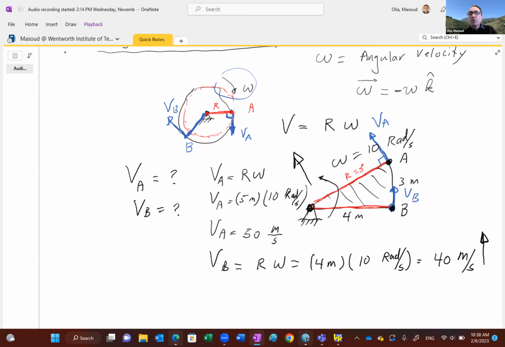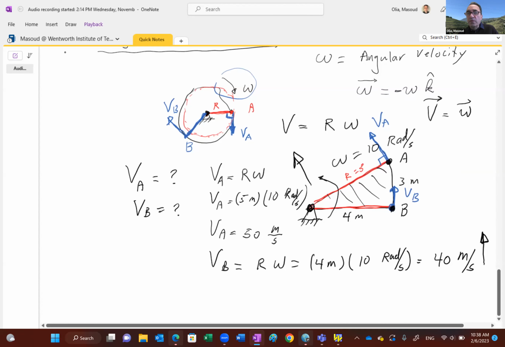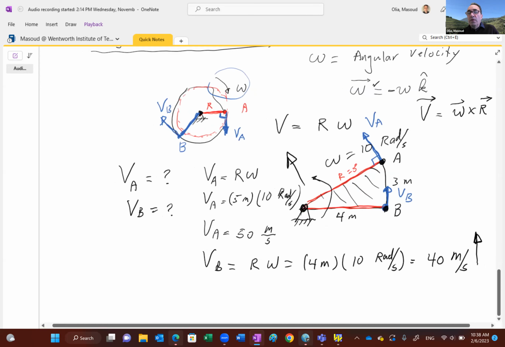Now, if you wanted to do it vectorially, that's a different story. Velocity as a vector is the cross product of omega as a vector and r as a vector. Again, it's the same r, from the pivot point to the point, but you have to represent that as a vector in order to find the velocity. Of course, when you have velocity as a vector, you do have the magnitude and the direction. Here, I just show you the scalar approach, which means you get the magnitude and you get the direction based on the fact that the velocity vector has to be perpendicular to the radius.